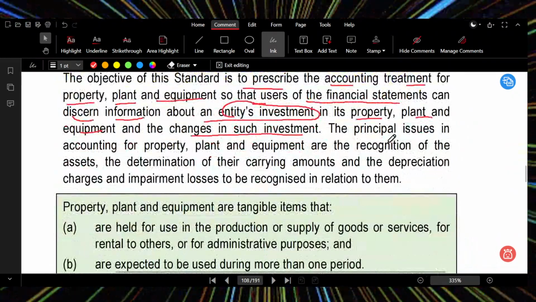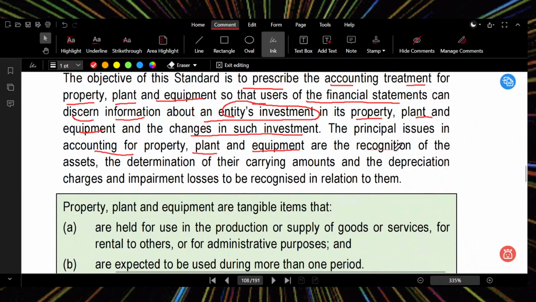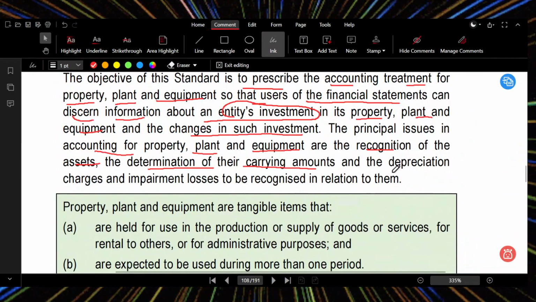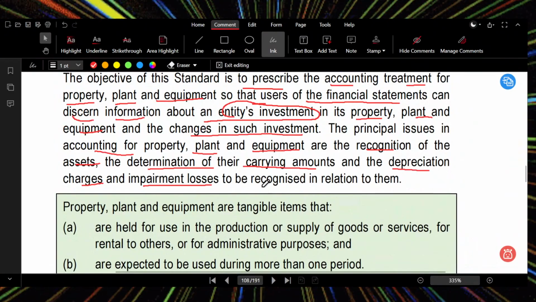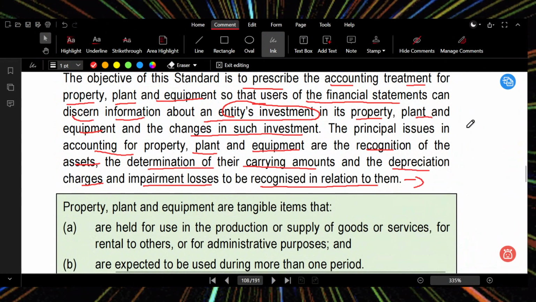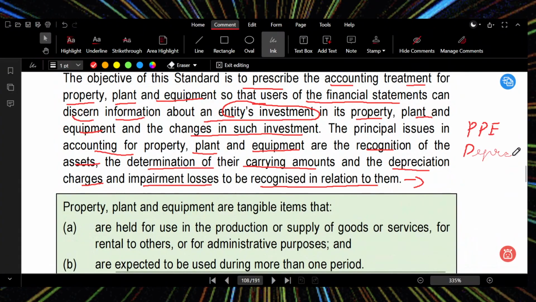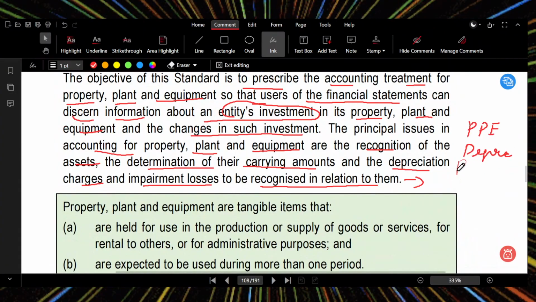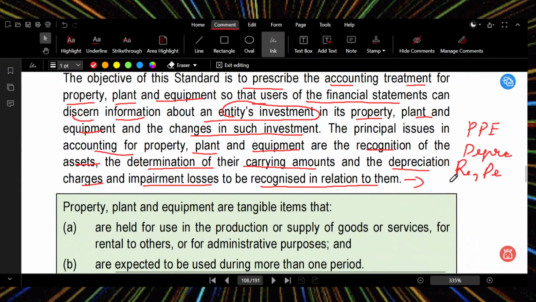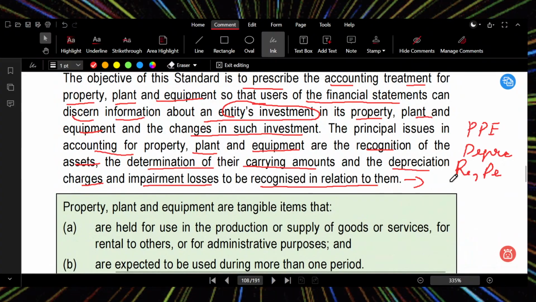The principal issues in the accounting of property, plant, and equipment are the recognition of the asset, the determination of the carrying amount, the depreciation charges, and the impairment losses to be recognized in relation to them. So the problem actually comes in: what is this plant, property, equipment? How much depreciation is being charged, how it is being recognized, how it is being de-recognized. These are the problems in plant, property, equipment.